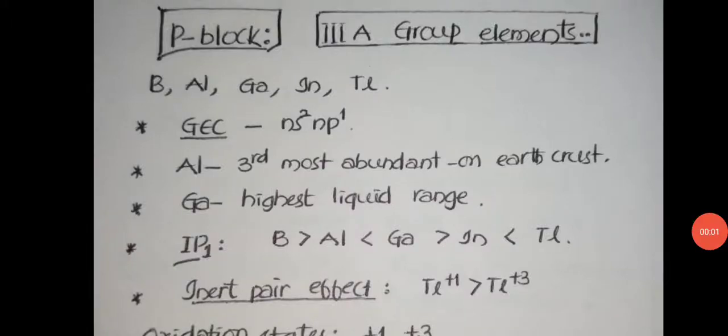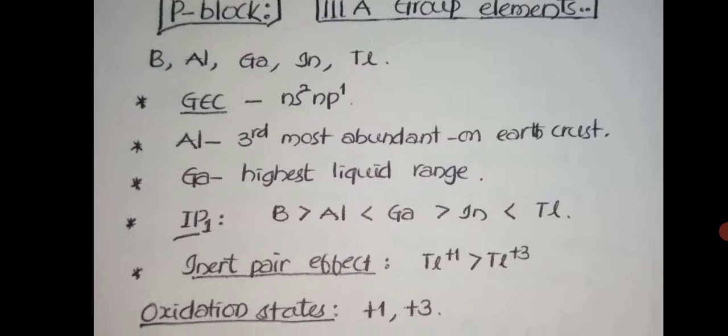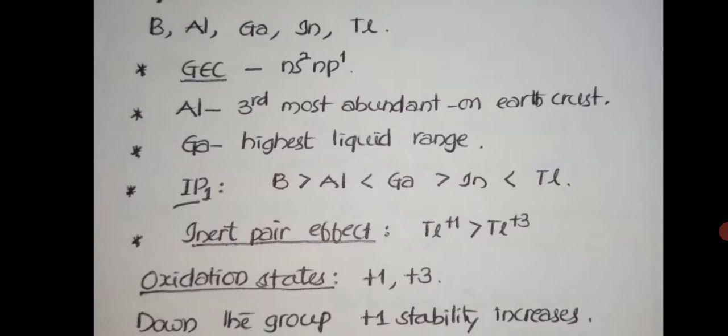Hello, in this session we'll go with third group elements of the p-block. Boron, aluminium, gallium, indium, thallium constitute the third group elements, also called 13th group elements. The general electronic configuration will be ns2np1. Aluminium is the third most abundant element in the earth's crust.